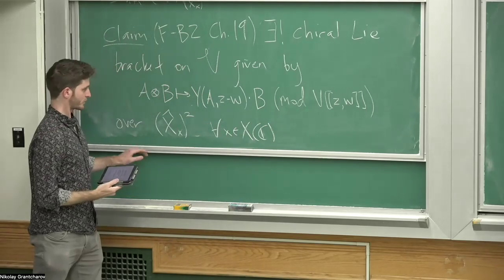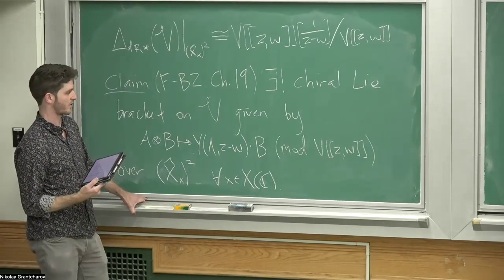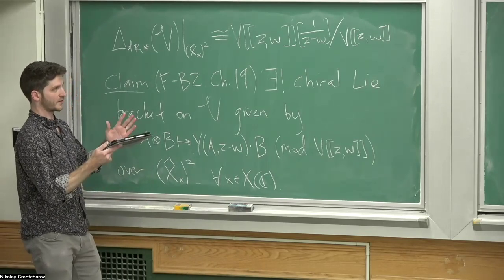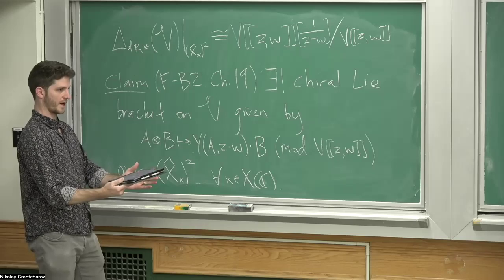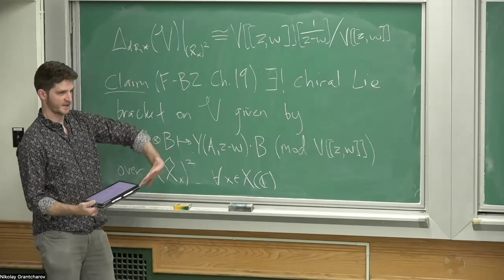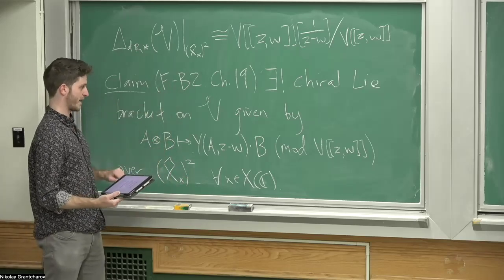Any point. And again, that's because the right-hand side is set-theoretically supported along the diagonal. So the bracket is determined by what happens when I take the underlying quasi-coherent sheaves and restrict to the formal neighborhood of the diagonal, and then I'm further restricting to the individual points. You could also do this in families as the point x varies, but in any case, look at Frenkel-Ben-Zvi chapter 19 for the details.